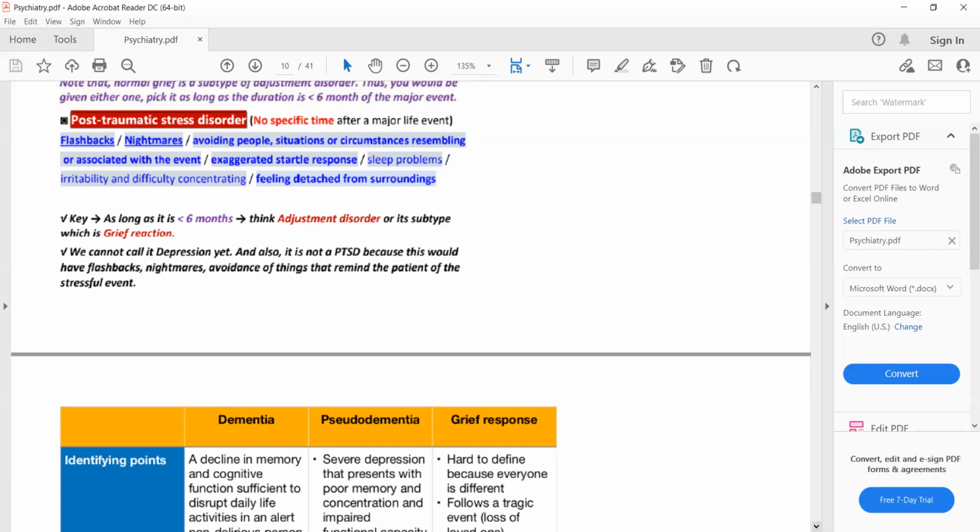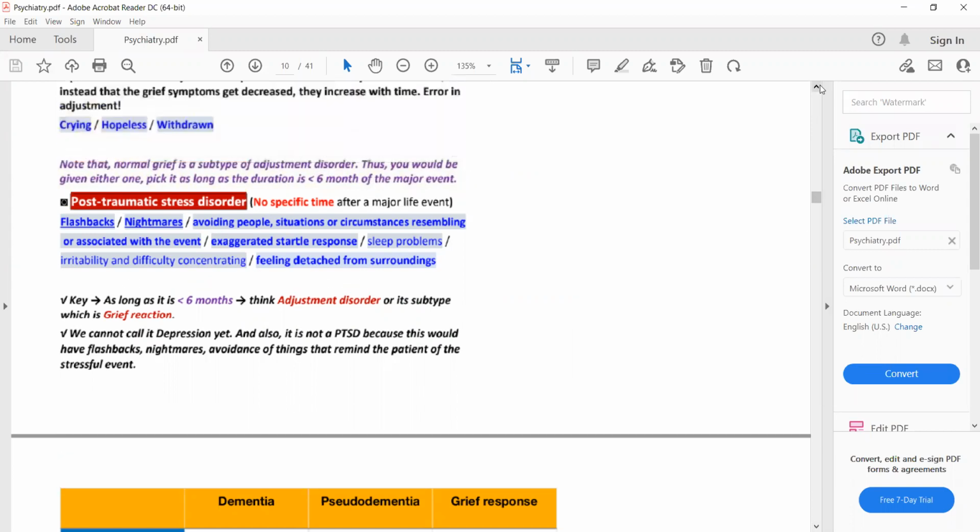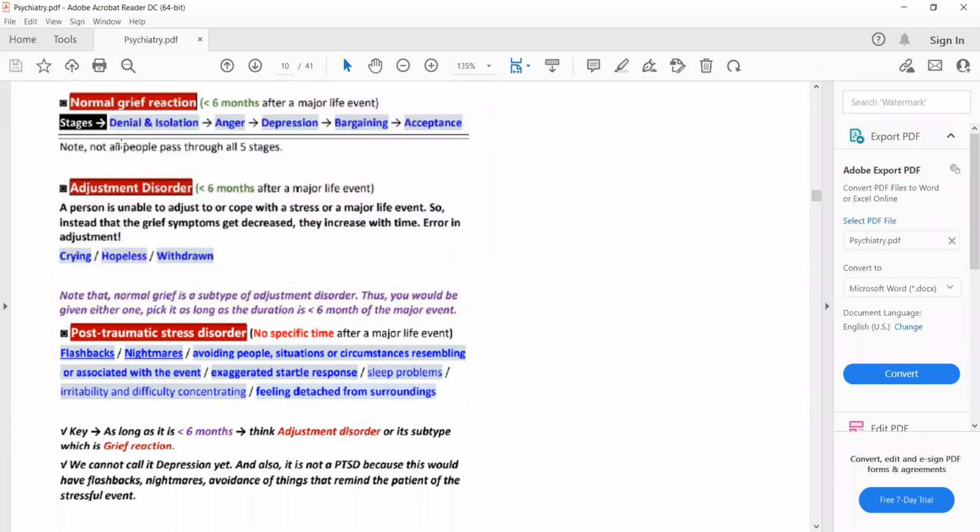Is there any question? The post-traumatic disorder, like, if the grief reaction lingers for more than 6 months, then it is post-traumatic stress disorder? No, for post-traumatic stress disorder, the time period is not specific. Right. You can see in normal grief reaction, the symptoms will be mainly denial, anger, and depression.